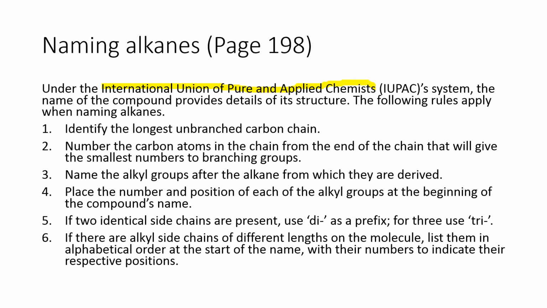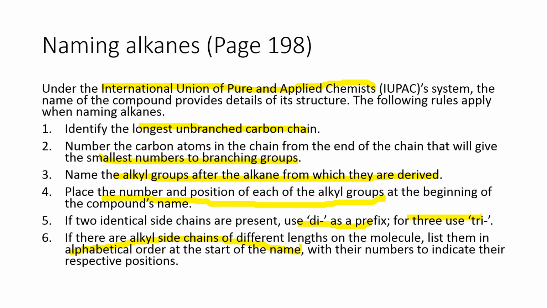Number 1, identify the longest unbranched carbon chain. Number 2, number the carbon atoms in the chain from the end of the chain that will give the smallest numbers to branching groups. Number 3, name the alkyl groups after the alkane from which they are derived. Number 4, place the number and position of each alkyl group at the beginning of the compound's name. Number 5, if two identical side chains are present, use di as a prefix. For 3, use tri. If they are alkyl side chains of different lengths, list them in alphabetical order at the start of the name with their numbers to indicate their respective positions.